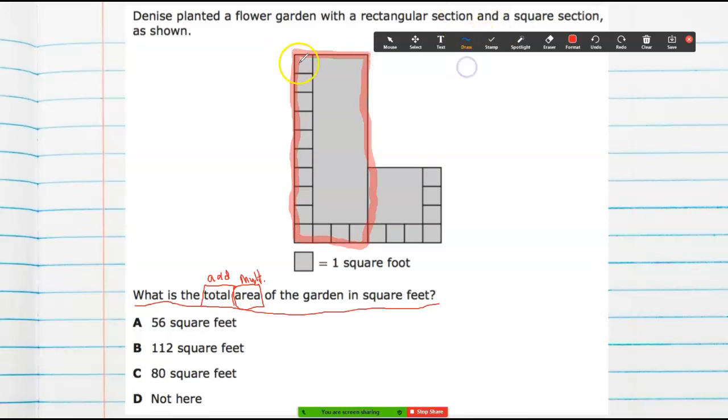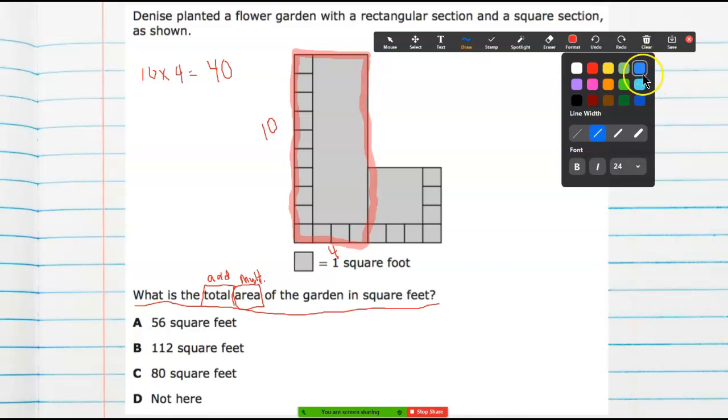So we're going to do the rectangle first. I have 1, 2, 3, 4, 5, 6, 7, 8, 9, 10 rows, and 1, 2, 3, 4 columns. So that means I'm doing 10 times 4. 10 times 4 is 40.